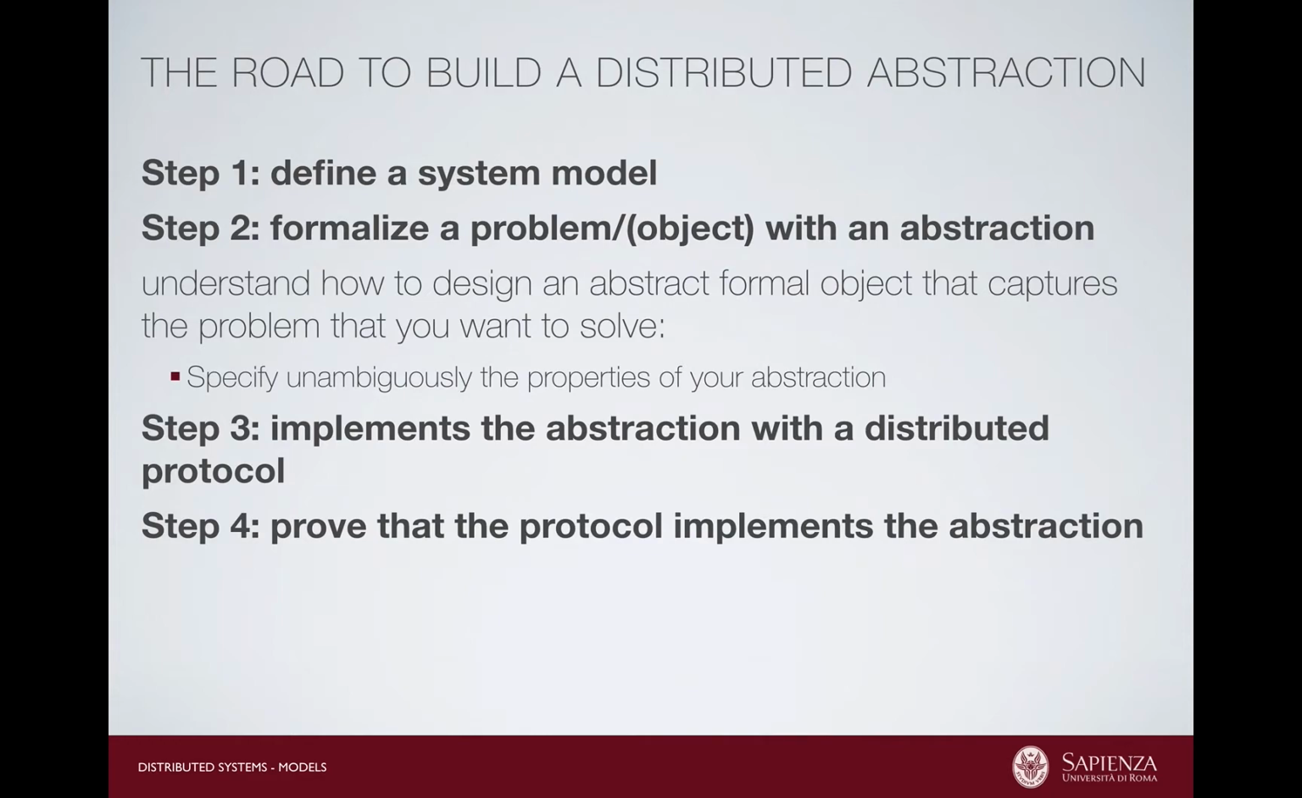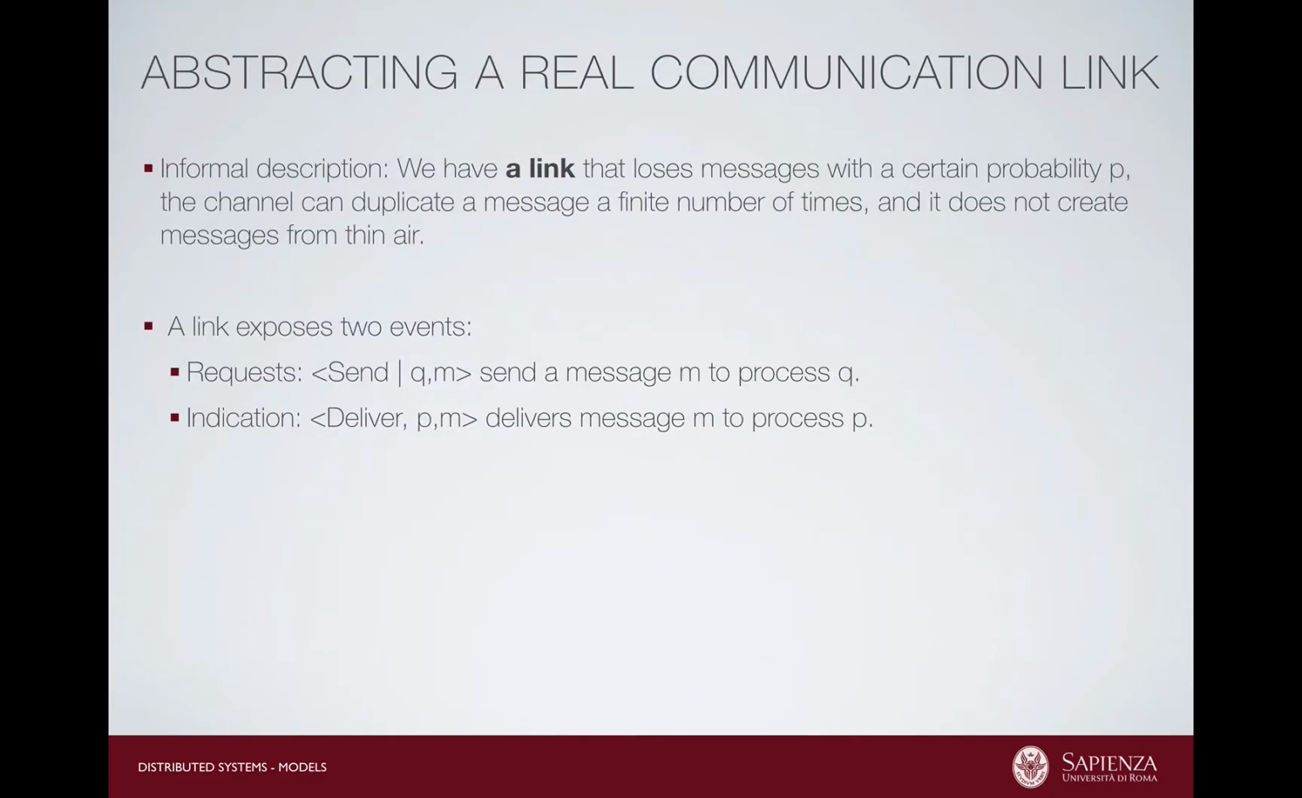And the third step is to implement the abstraction using a distributed protocol. So if you want to create a broadcast primitive, for example, you have to create a protocol that performs the broadcast. And then you have to formally prove that the protocol that you implemented respects the properties stated in your abstraction. So let us start with an example, and we start by abstracting a real communication link, and we formalize it.